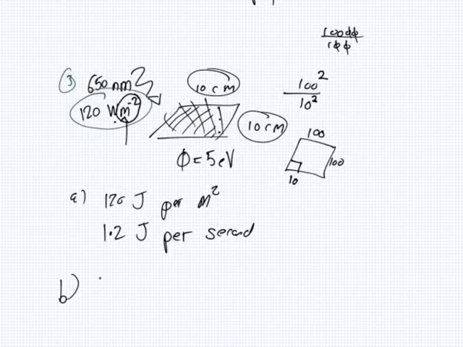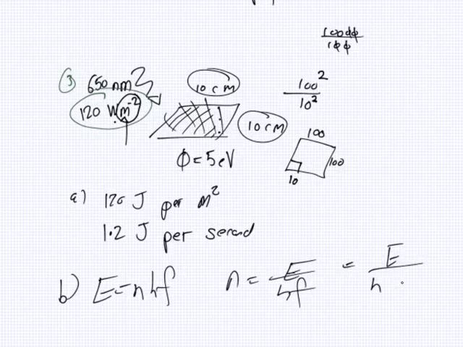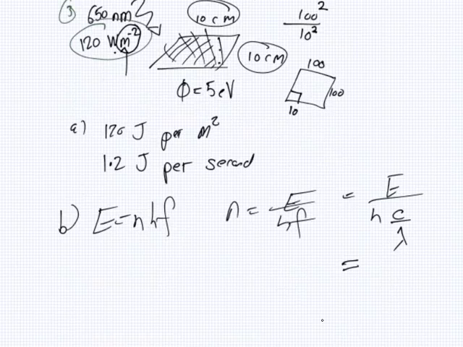Okay, now I can go to what I was doing. E equals NHF. So N equals E over HF, which equals E over HC over lambda, which equals... Okay, so the E is 1.2. The H is on my calculator. The C is also on my calculator. And the lambda is 650 nano. The E is 1.2 joules.